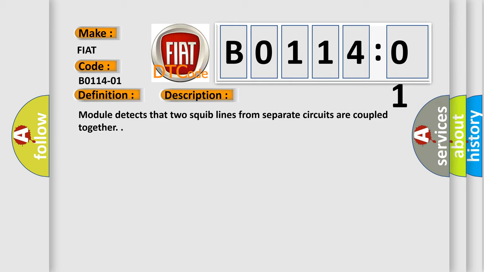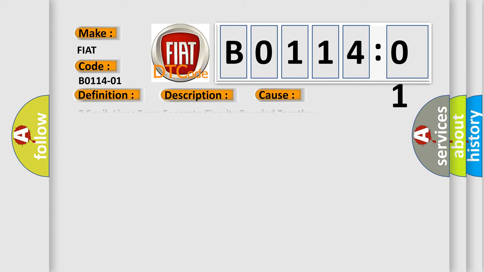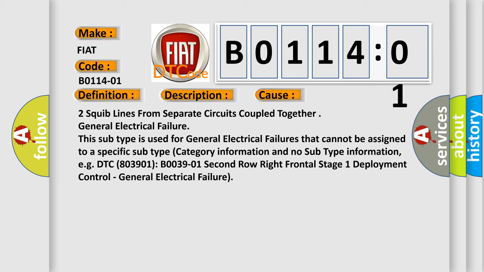This diagnostic error occurs most often in these cases: two squib lines from separate circuits coupled together, general electrical failure. This subtype is used for general electrical failures that cannot be assigned to a specific subtype category, with no subtype information, e.g. DTC 803901 B0039-01 second row right frontal stage 1 deployment control, general electrical failure.